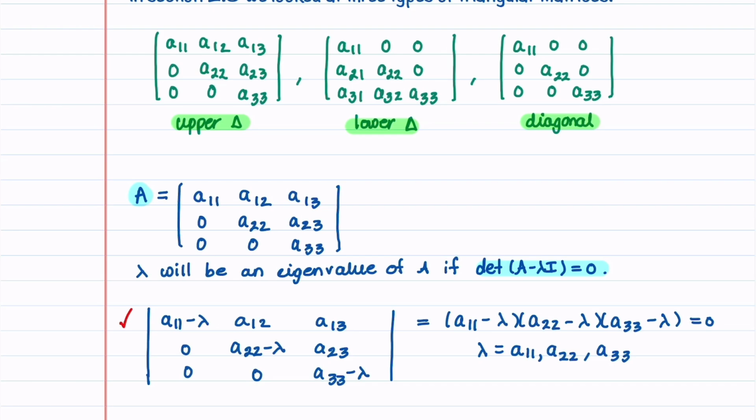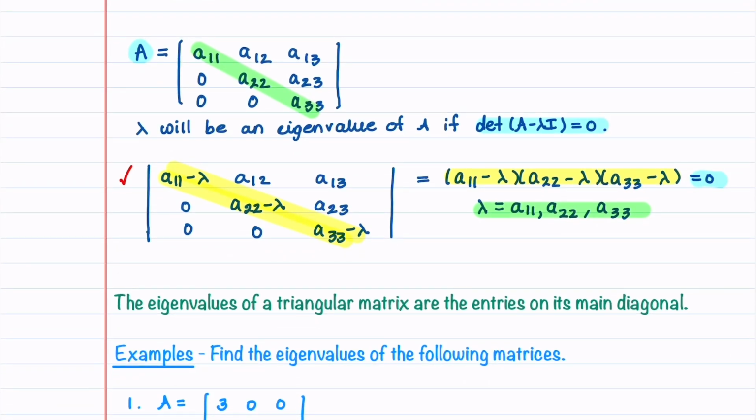The determinant of A minus lambda I is written here, and because it's a triangular matrix, it's equal to the product of the entries along its main diagonal. That's given right here. Lambda is going to be an eigenvalue if this determinant is set equal to 0. When we do that, we get that lambda is A11, A22, and A33. Notice when we go back to matrix A that those are just the entries along the main diagonal. We can now state that the eigenvalues of a triangular matrix are the entries along its main diagonal.